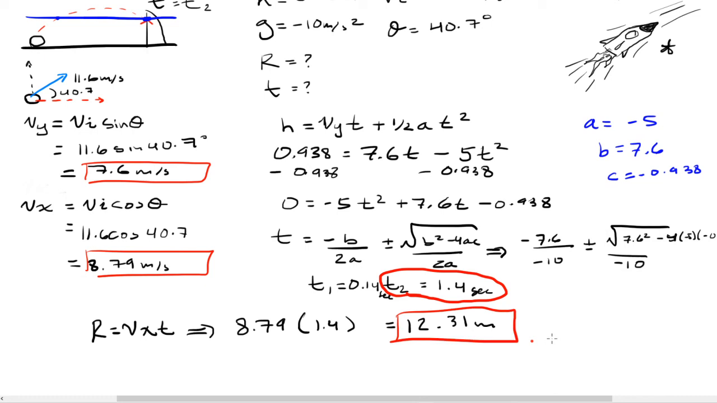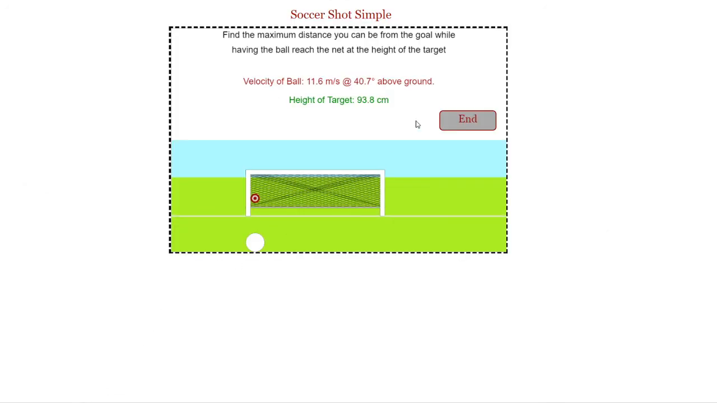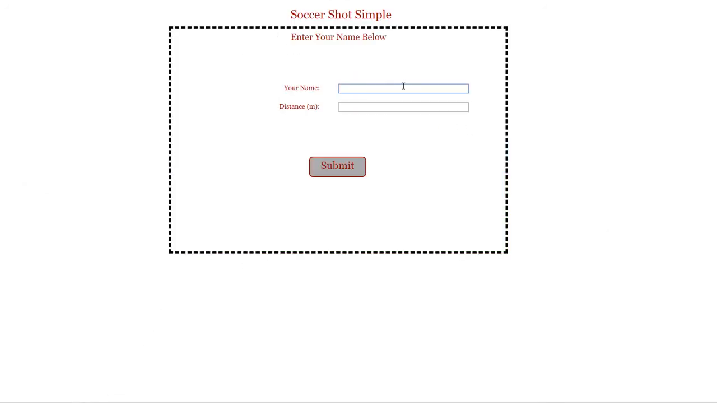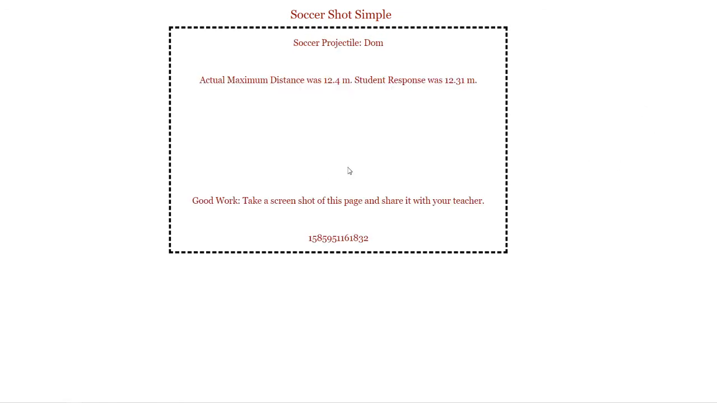We found our range. Let's go ahead and plug it into the website and see how we did. So enter your name and 12.31 as our distance. The distance was 12.4, our response was 12.31. We are in the range, hence the good work notification here.